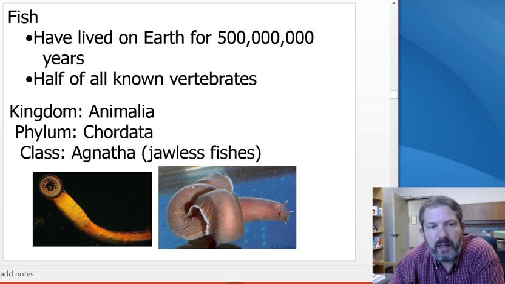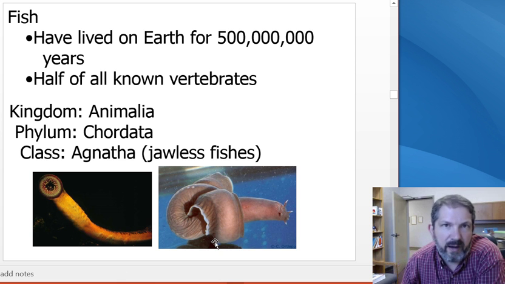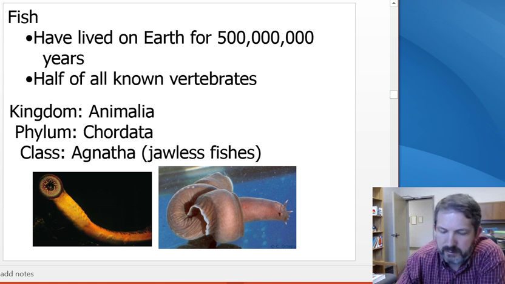diverse group. Agnatha, jawless fish. You should look up a video about hagfish slime. I'm not going to show you because I'm actually trying to be fast. But I love hagfish, and I love their slime production. It's amazing.